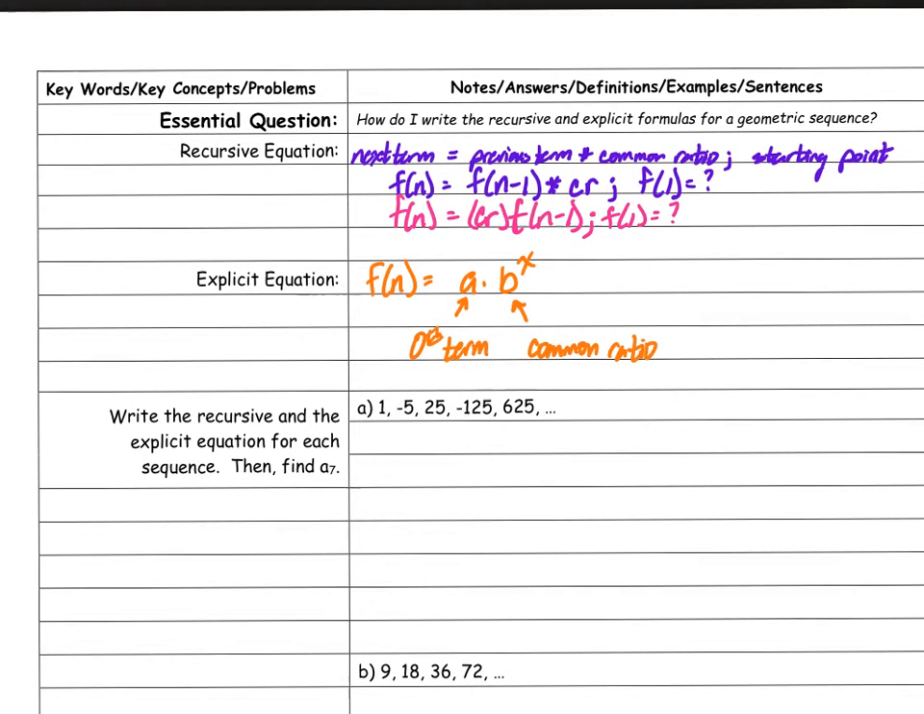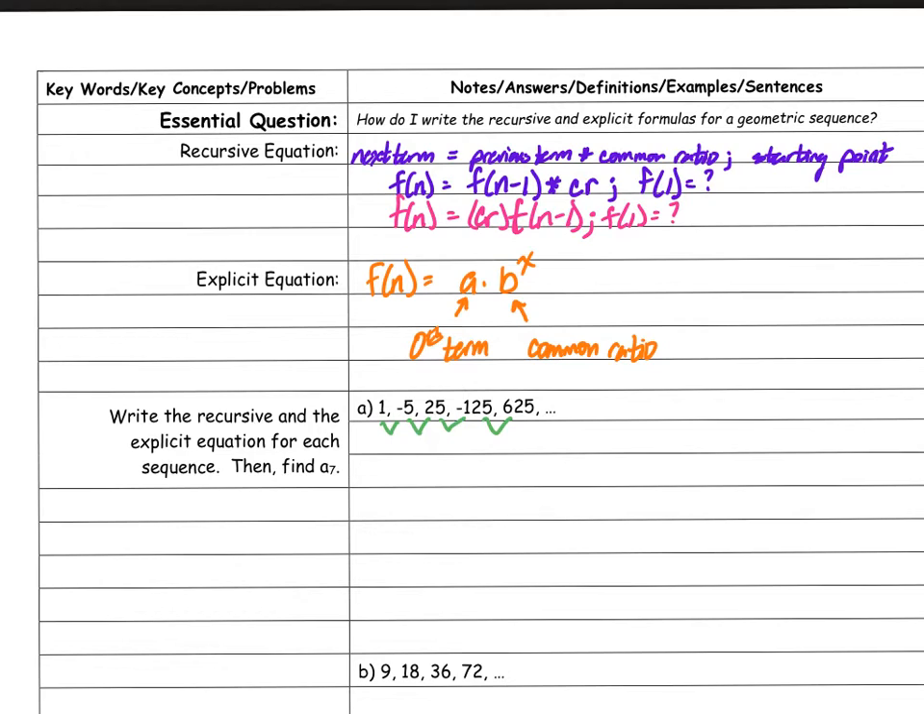So it says write a recursive and explicit equation for the sequence, then find a sub n, a sub 7. So it wants me to find the 7th term in our sequence. Okay, so I'm going to show you how we're going to do this. The first thing I'm going to do is find my common ratio, or determine if it's a geometric sequence actually. So how do I get from 1 to -5, -5 to 25, 25 to -125? Well, I already know.